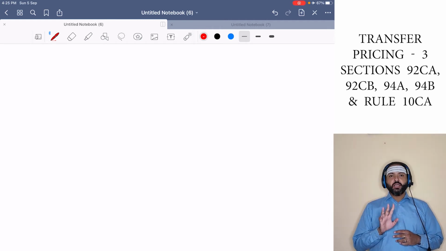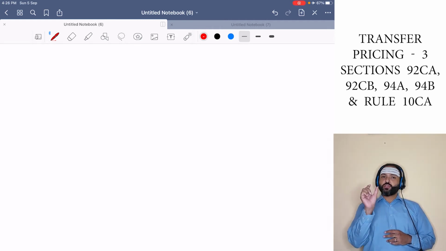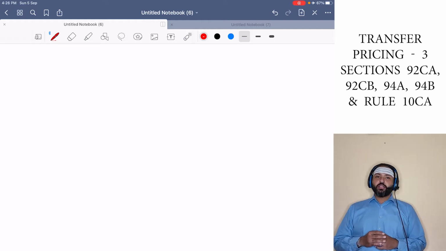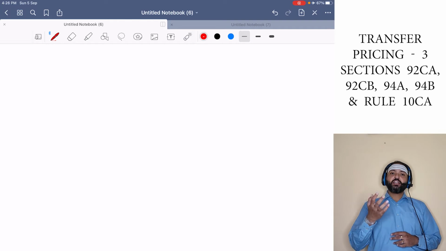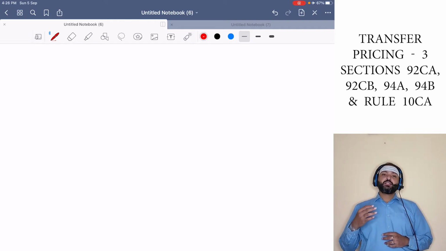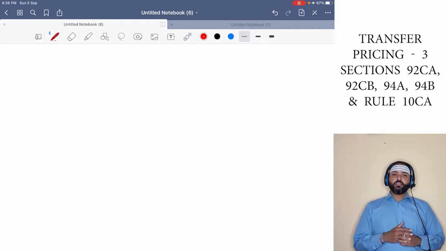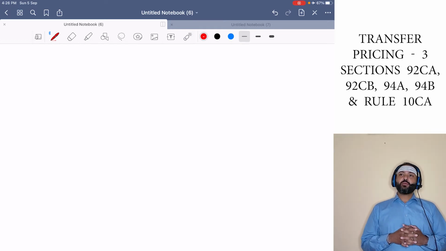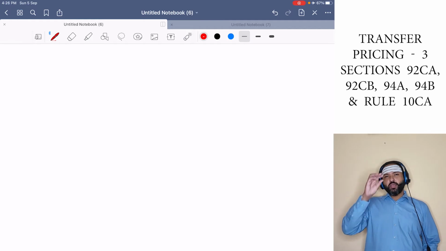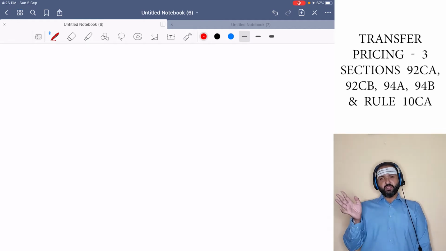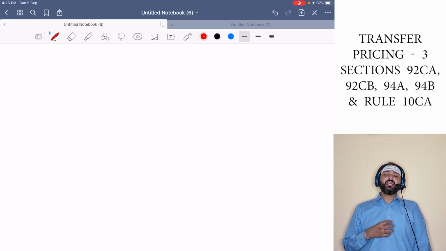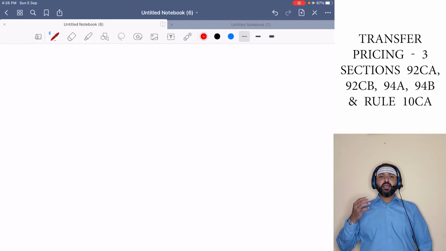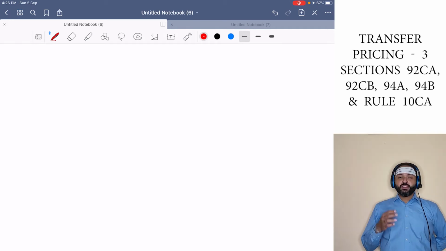Component number 1 was definition of associated enterprises, which was done via section 92A, and then the second component being international transactions, which was defined in section 92B, and third was these transactions should be at arm's length. So this arm's length was defined by section 92C. So 92A listed out certain scenarios which would constitute associated enterprises. So we had taken the example of Acer India Private Limited and tried to identify all these scenarios one by one.